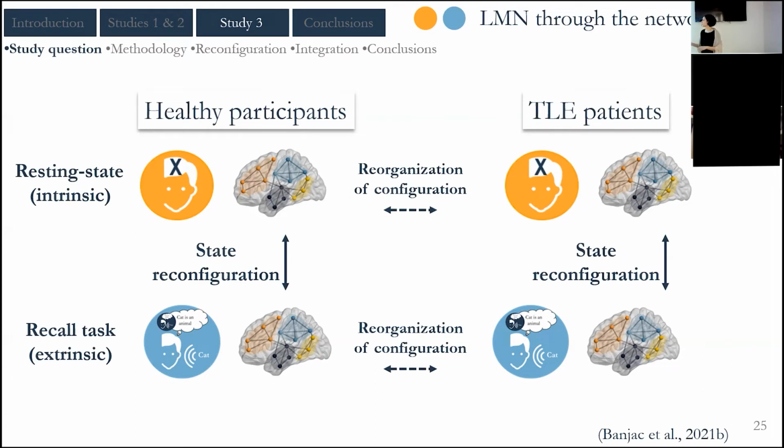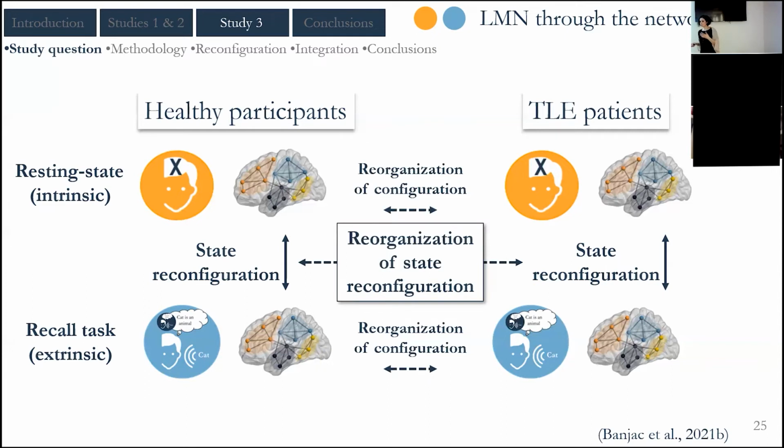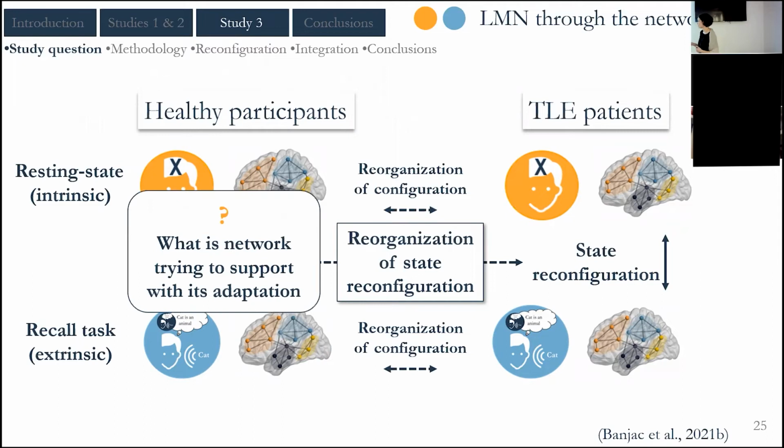We compared healthy participants and temporal lobe patients in terms of each configuration to see what is the reorganization of configuration, meaning how it differs in temporal lobe epilepsy patients in comparison to healthy participants. And we also observed how this state reconfiguration, so change from intrinsic to extrinsic state, differs between healthy participants and temporal lobe epilepsy patients, and we term this reorganization of state reconfiguration.